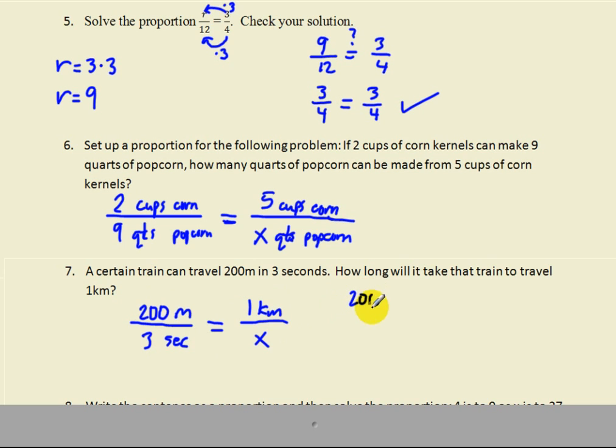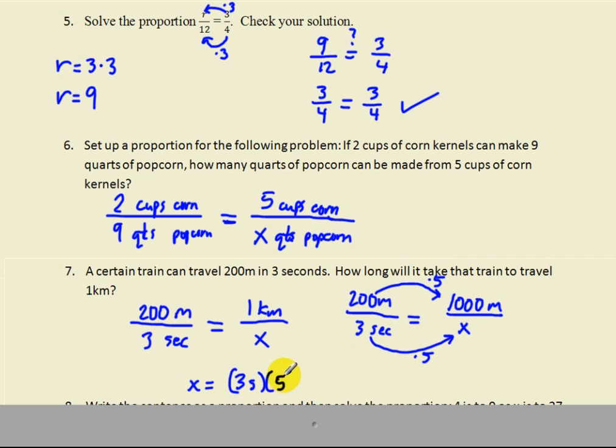So we can rewrite this as 200 meters over 3 seconds is equal to 1,000 meters over x. And now we're trying to work from the first ratio to the second. So going from 200 meters to 1,000 meters, we need to multiply by 5. And that means going from 3 seconds to x, we have to multiply by 5. So x is equal to 3 seconds times 5, which is 15 seconds.